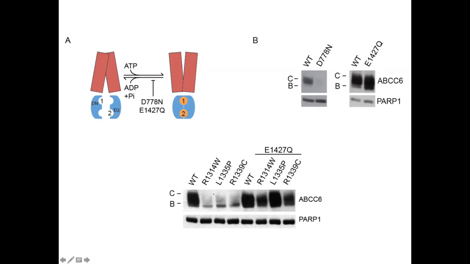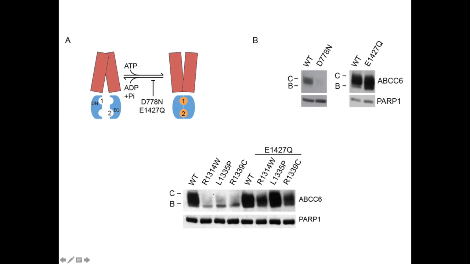We started this analysis by looking at a series of disease-associated mutations in the second nucleotide binding domain: R1314W, L1335P, and R1339C. If you compare those to the wild-type band, you can see that with each of these proteins, we lose most of the protein in our Western blot signal, so the protein levels have decreased. But not only that, this small molecular weight band, this lower band that I'm highlighting with the cursor, is consistent with the band that's stuck on the inside of the cell.